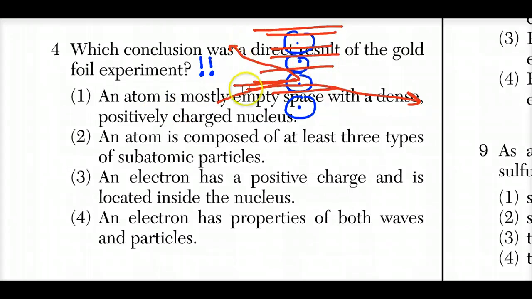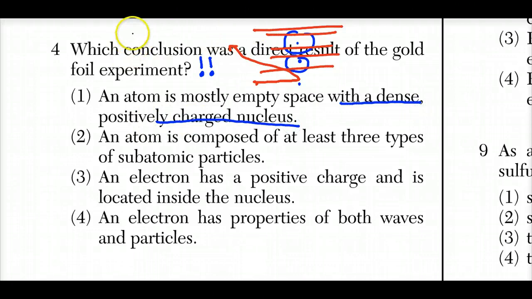is mostly empty space, not a solid sphere. And because some bounced almost back, the atom had a very dense, positively charged nucleus. Now they knew that because the alpha particle was positive, since when they shot it through an electrical field, they saw it deflect upward toward a negative field. So they knew it was positive, and when they saw it deflect away, they concluded that the nucleus also had to be positive because like charges repel.